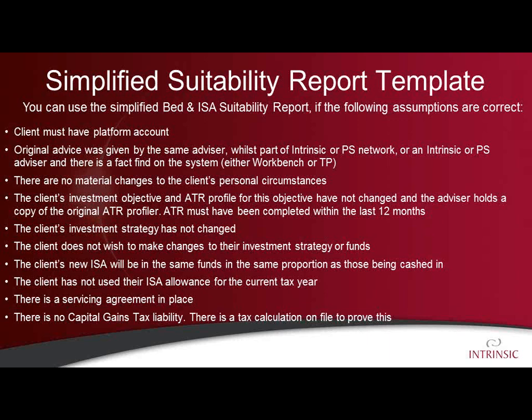The client's investment objective and ATR profile for this objective have not changed, and they have been completed within the last 12 months. The client's investment strategy hasn't changed, and the client does not wish to make any changes to their current strategy or funds. The new ISA will be in the same funds in the same proportion as those being encashed, and the client has not used their ISA allowance for the current tax year. You must make sure that there's a servicing agreement in place and that there's no CGT liability.